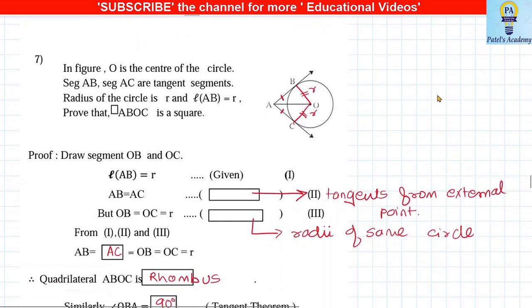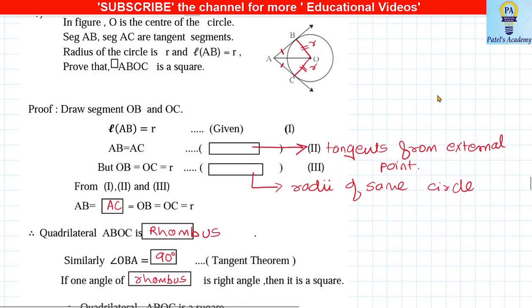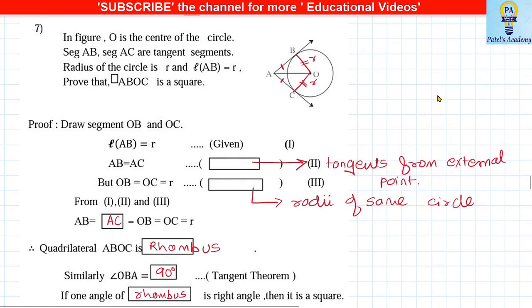Let's see the seventh one, students. We have to show that it is a square. Now have a look at the figure. BO and CO are equal, that is the radii of the same circle, and AB and AC are equal, that is tangent from external point. They have given that in the first step only, students, see this, they have given that AB is nothing but the radius. So see the figure here, instead of AB here I am writing R.